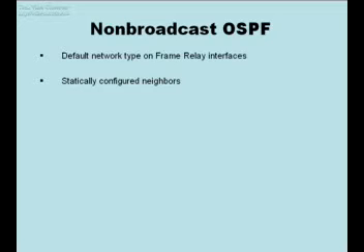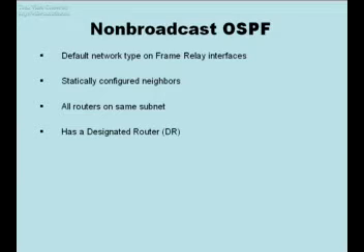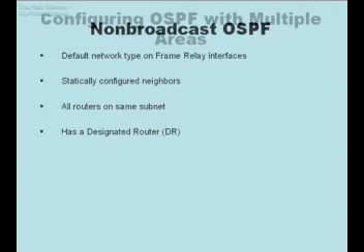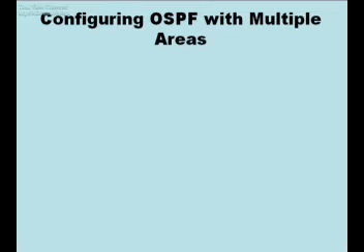And something else to be aware of in this non-broadcast OSPF network type, all of the routers are part of the same subnet. That's different than in previous labs. I'll show you the topology in a few moments, and we'll see how these routers actually are on the same subnet. And unlike the point-to-point OSPF network type that we saw back in lab number 4, here with a non-broadcast OSPF network, there is a designated router that is elected. And we're also going to have multiple OSPF areas in this lab.